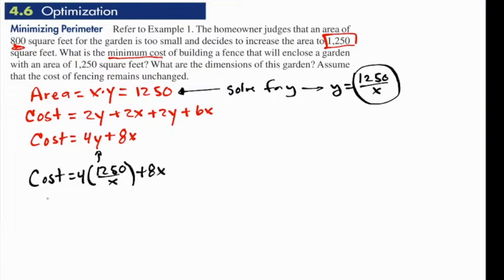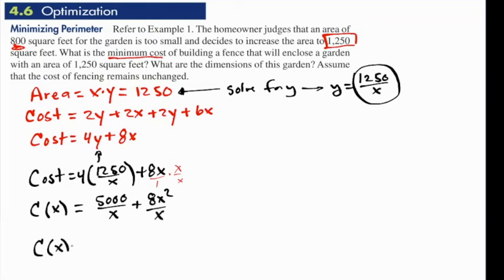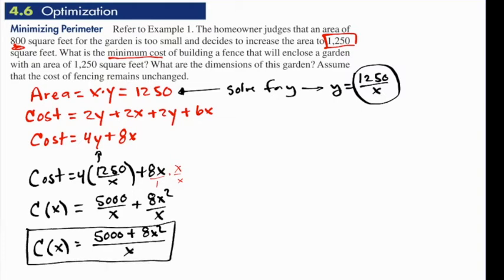And 4 times 1,250 is 5,000, so the cost function now has one variable, we'll call it c of x, equals 5,000 over x. And I would like to combine these fractions, so I'm going to multiply 8x over 1 by x over x, so that I can write this as 8x squared over x. Now that we have like denominators, we can say that the cost function is 5,000 plus 8x squared all over x. And we would like to minimize this.